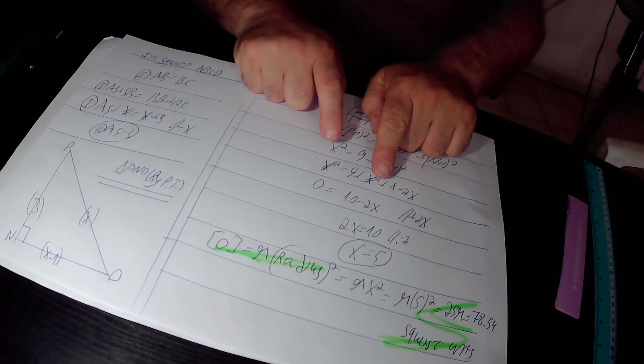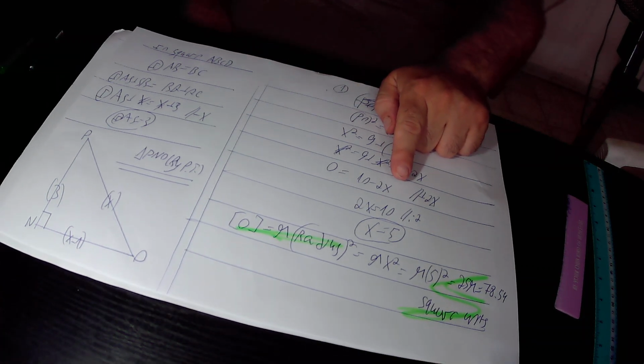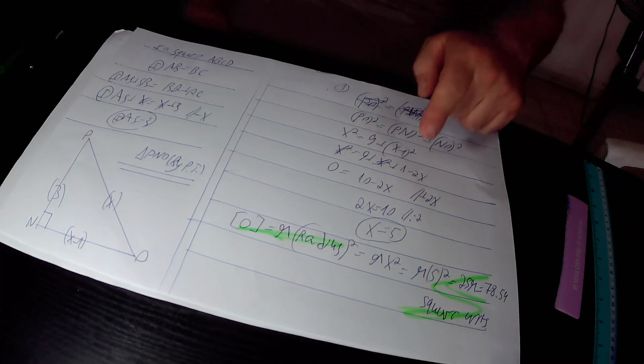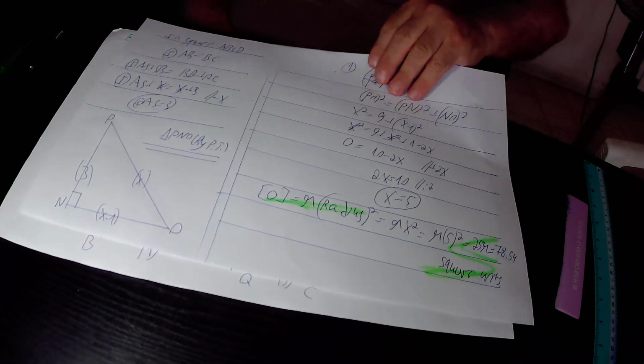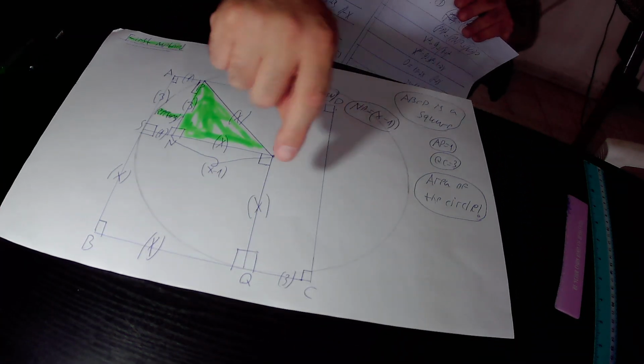We added 2x to this equation, and finally found that 2x equals 10. Here we divided this equation by 2, and found that x equals 10 over 2, that is 5. So the radius of this circle, x, equals 5 units in length. Our mission is to find the area of this circle.